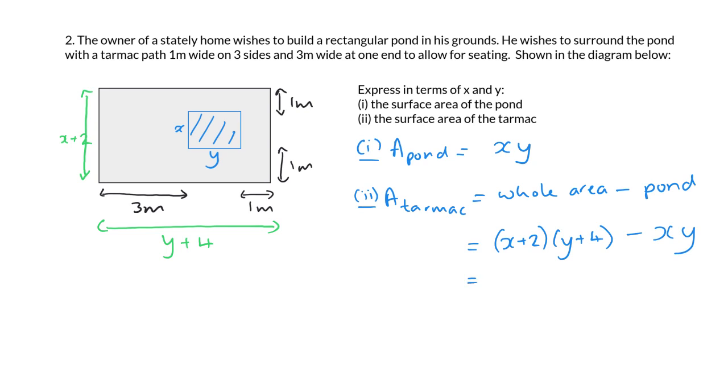So multiply out your brackets using FOIL. xy plus 4x plus 2y plus 8. And then with our minus xy, you can see the xy's will cancel. So we have 4x plus 2y plus 8 is the area of the tarmac.